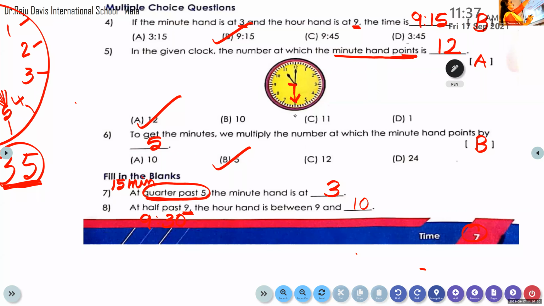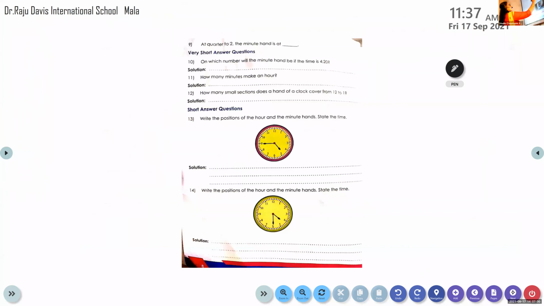Don't draw all these things. Okay, take the next page then. Turn over the page. Okay, next question.